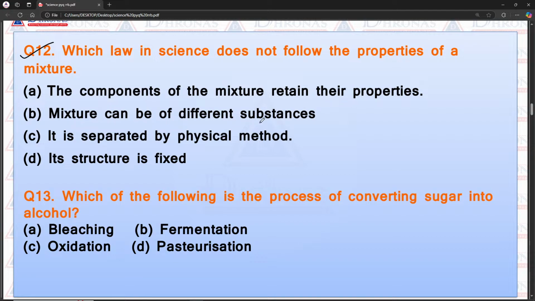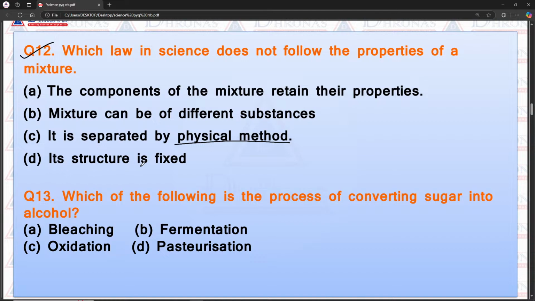मिक्सचर कैन बी ऑफ डिफरेंट सब्सटेंसेस. डेफिनेटली यू कैन मिक्स सॉल्ट एंड वाटर, यू कैन मिक्स शुगर एंड वाटर, यू कैन मिक्स सॉल्ट वाटर शुगर एक साथ मिक्स कर सकते हो. इट इज सेपरेटेड बाय फिजिकल मेथड. करेक्ट. वी कैन सेपरेट मिक्सचर्स बाय filtration or evaporation or distillation or fractional distillation, or by using separating funnel. So this type of physical methods से हम लोग mixture को separate कर सकते हैं. These are some separation techniques.